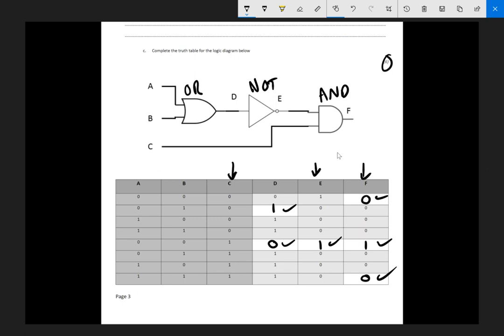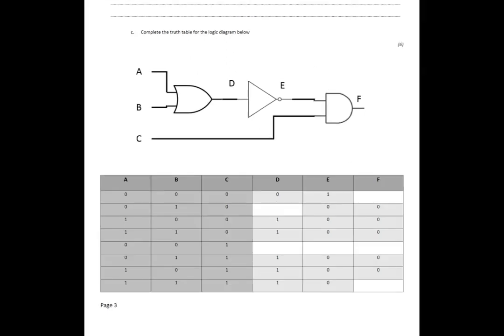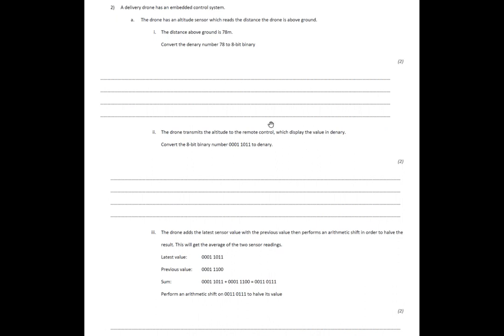The trick here is to make sure you remember the symbols for each logic gate. For the OR gate, you can have either or both inputs as a 1 to get a 1. A NOT gate has only one input, and the output is the opposite of the input. And for an AND gate, you need both inputs to be a 1 to get a 1 as an output. Okay, so your challenge is now to go away and have a look at question 2a. You can stop the video here and just have a go, or you can carry on watching as I talk through the keywords that you should probably highlight for this.